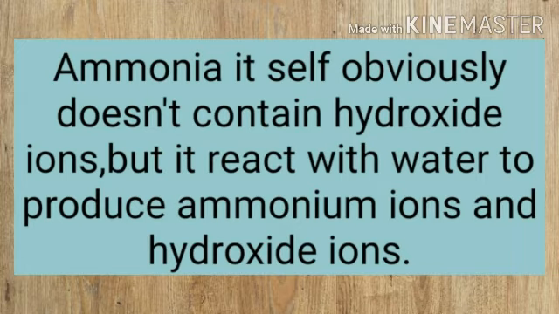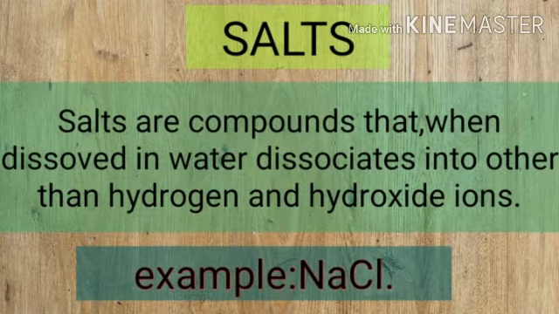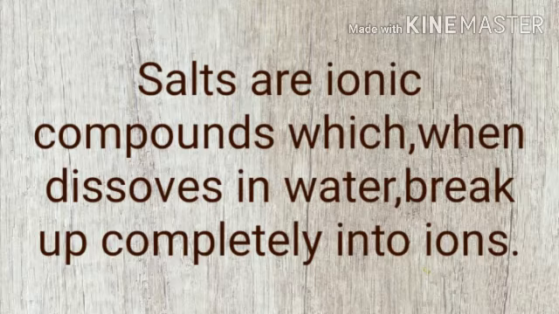And next one is the salts. Salts are compounds that, when dissolved in water, dissociate into ions other than H plus or OH minus. The salts do not contain H plus and OH minus ions. Salts are ionic compounds which, when dissolved in water, break up completely into ions. For example, NaCl. The NaCl is dissolved in water and gives Na plus and Cl minus ions completely.